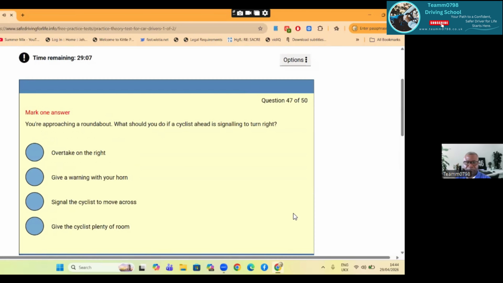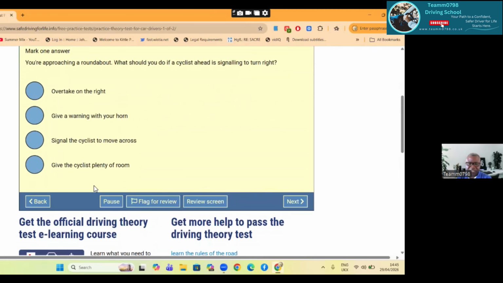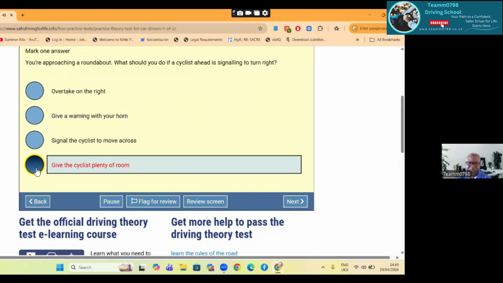Mark one answer. You're approaching a roundabout. What should you do if a cyclist ahead is signalling to turn right? Once again, we cannot predict what the cyclist is doing, so we need to hold back. That's what they want to do, but the best thing to do is to give the cyclist plenty of room.